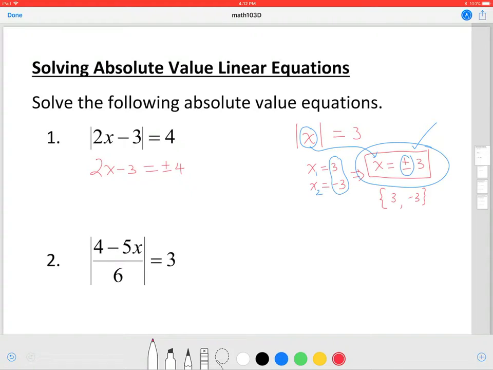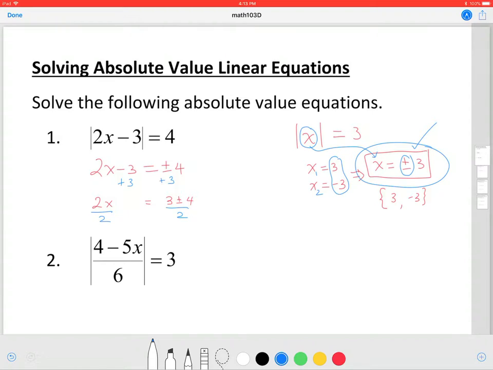Now what I have is a basic linear equation where I add 3. So what I have is 2x is equal to 3 plus or minus 4. All I need to do now is divide by 2. So x is equal to 3 plus or minus 4 over 2.